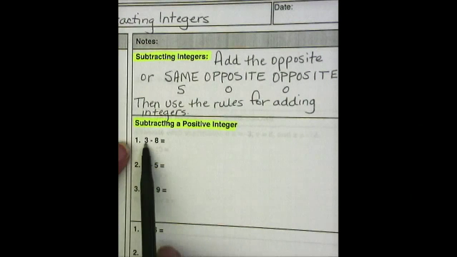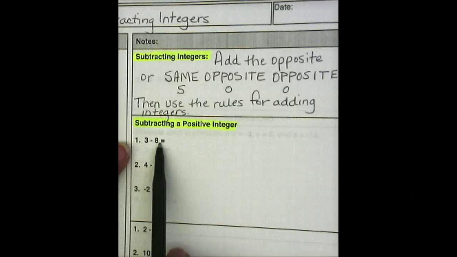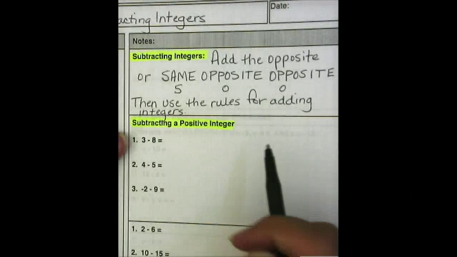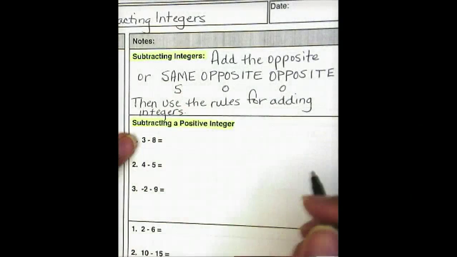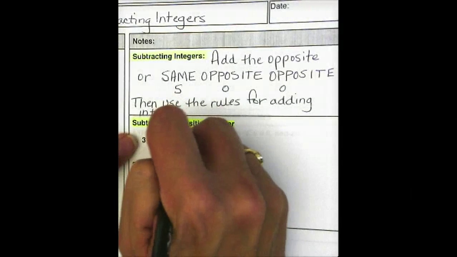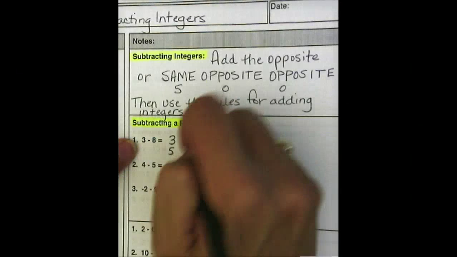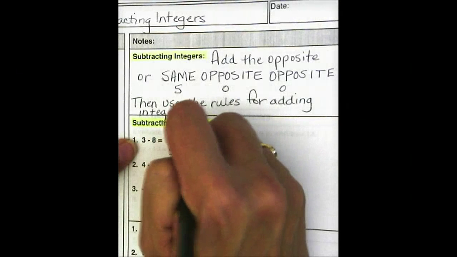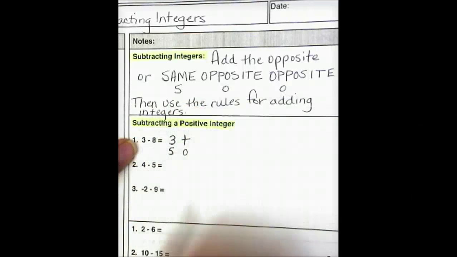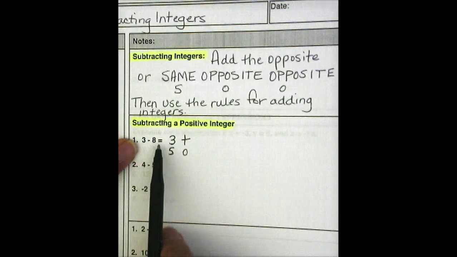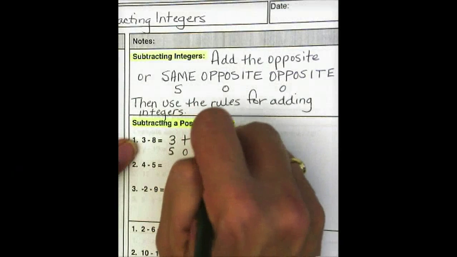So for number 1, 3 minus 8. When we were in second grade, we were taught, I can't subtract a bigger number from a smaller number. But now that we know that negative numbers exist, we know that we can do that. So 3 minus 8 means we're going to do same. The first number stays the same. We're going to change the subtraction to addition. So that is our first opposite. And then we're going to change 8 to its opposite, which we've talked about is negative 8.